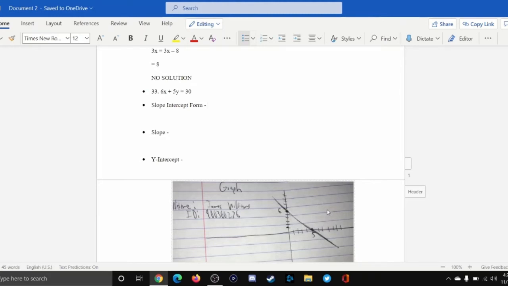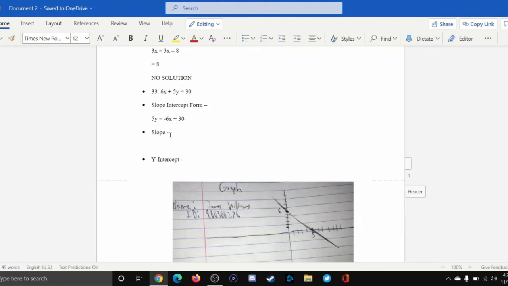Now, this is actually pretty simple. We have to move the 6x over to the side with the 30, so we make this 5y equals, and we're going to go down here to do it so we don't mistake that negative for a part of it. 5y equals negative 6x plus 30.